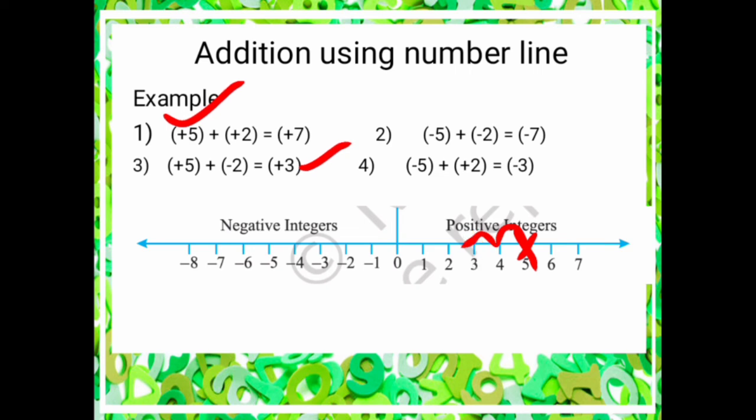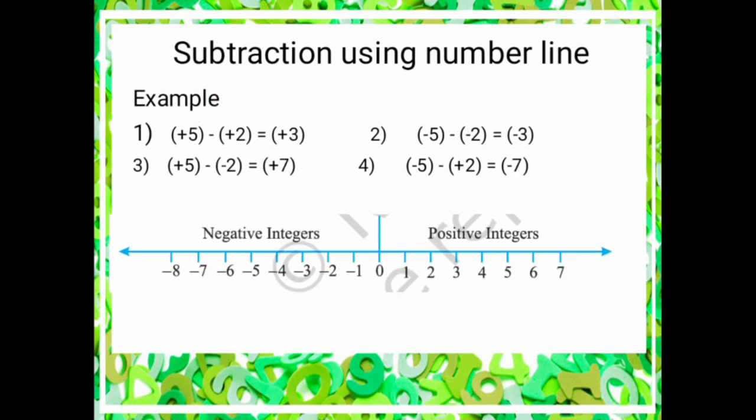The next one is minus 5 plus 2. So represent the minus 5 on the number line first. Then plus 2, meaning we are moving forward. So minus 3 is the answer. The next is subtraction using number line. So here it is plus 5 minus plus 2. Okay. Here what we have to do is better use the additive inverse, that is minus 5 plus, what is the additive inverse of plus 2? That is minus 2. Okay.